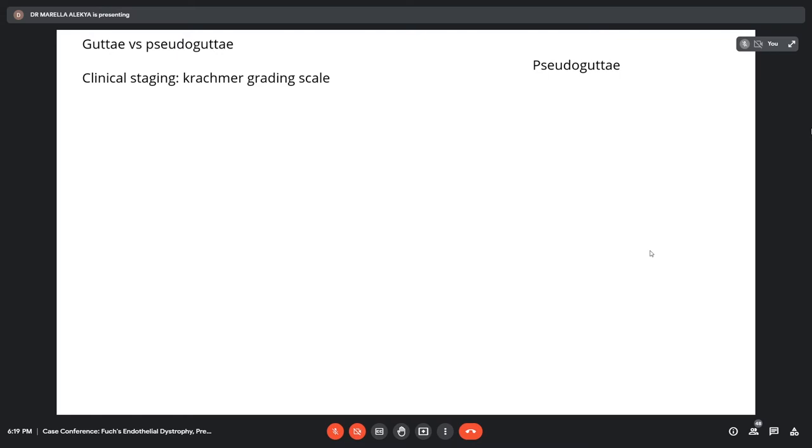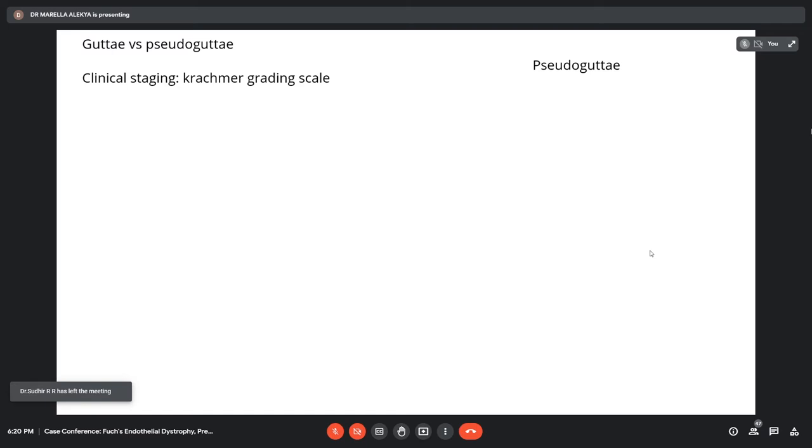Correct. So that is an age-related phenomenon. So don't worry about the peripheral guttae. If you are suspecting a Fuchs dystrophy, you have to look in the center. So specular reflection is done in the center of the cornea. You will see discrete guttae. You can count them and grade them as either mild or grade 1 or 2.